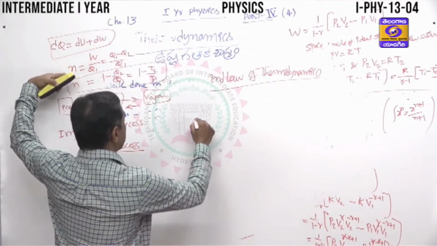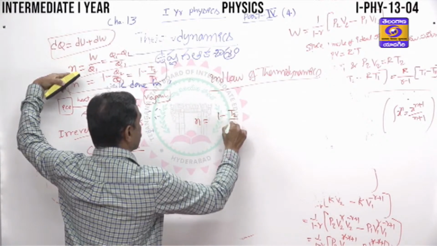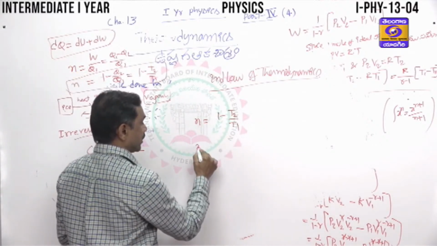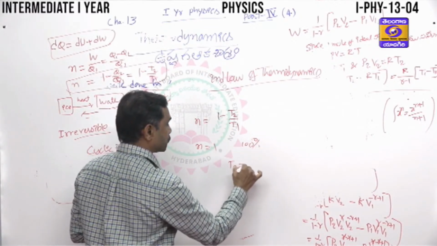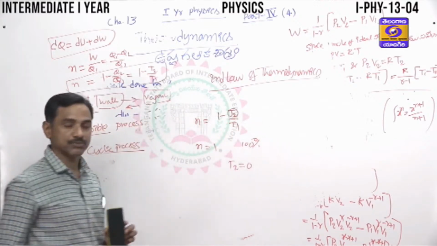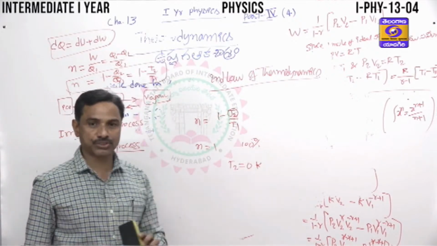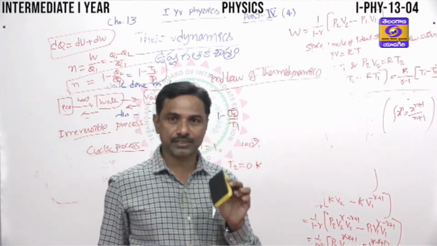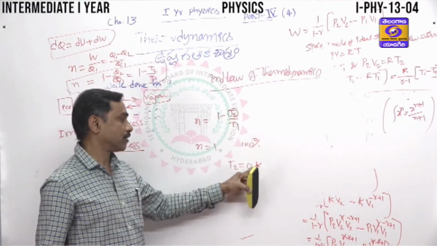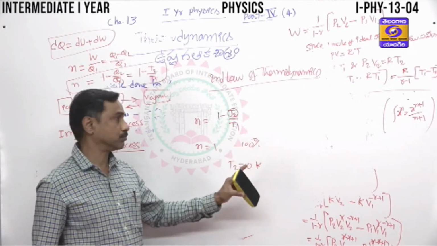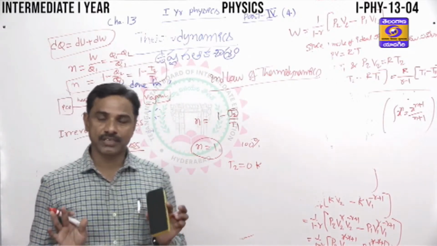Suppose you take the efficiency we just derived, 1 - T2/T1. If you want η equal to 1, that is 100% efficiency, then T2 should become 0. But achieving absolute zero Kelvin, that is minus 273 degrees centigrade, is not at all possible. So achieving 0 K is not possible. Therefore, it is impossible to construct a heat engine with 100% efficiency.